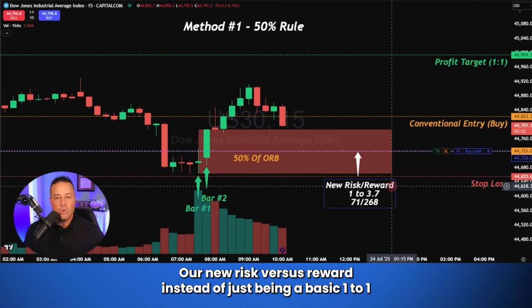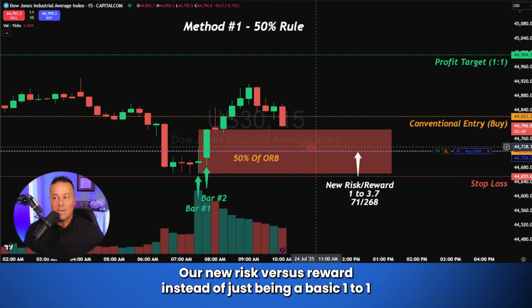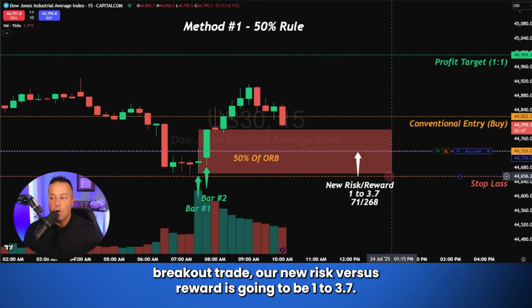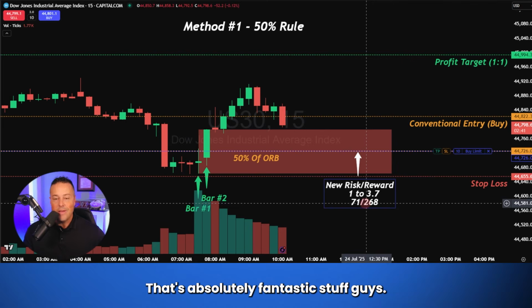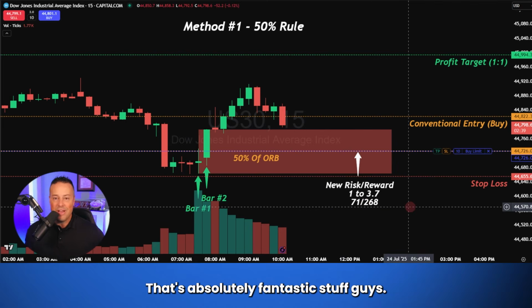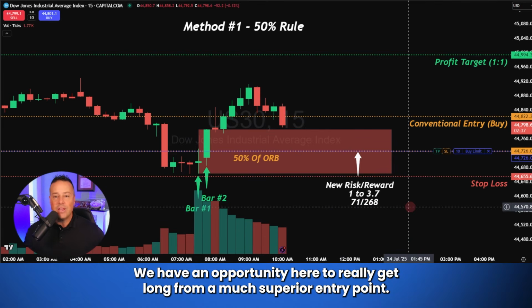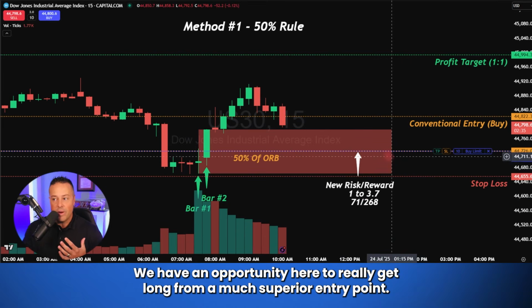Our new risk versus reward, instead of just being a basic 1-to-1 breakout trade, is going to be 1 to 3.7. We're going to risk 71 to win 268. That's absolutely fantastic stuff, guys. We have an opportunity here to really get long from a much superior entry point.